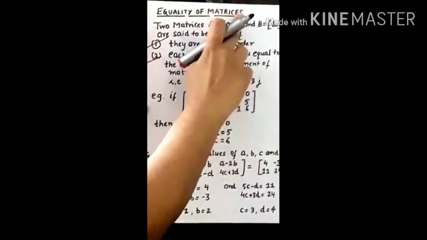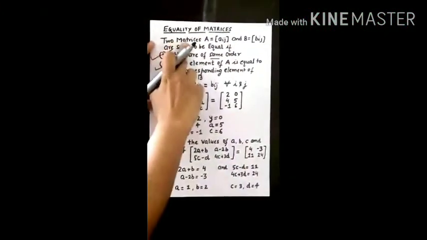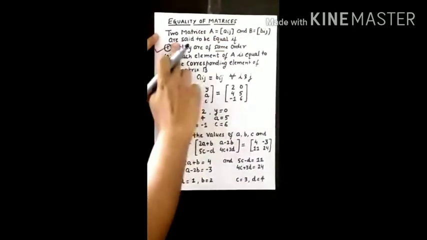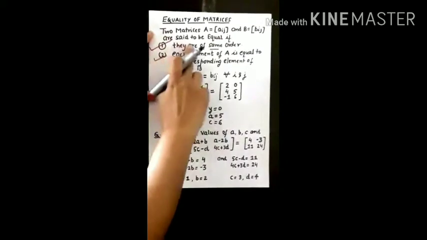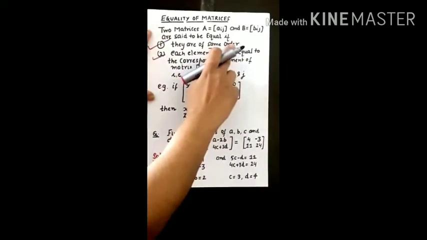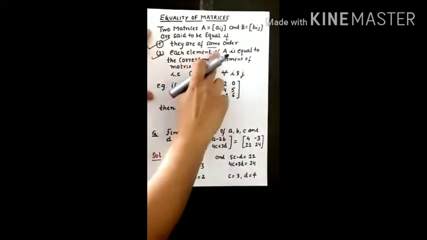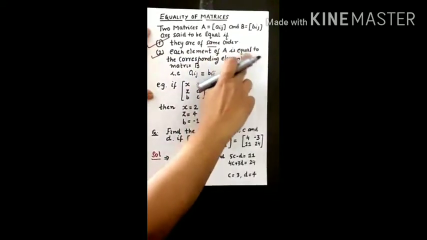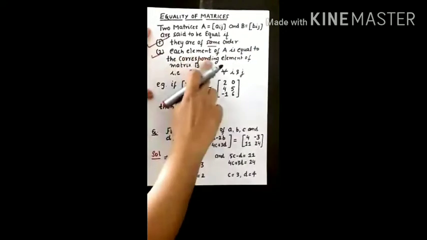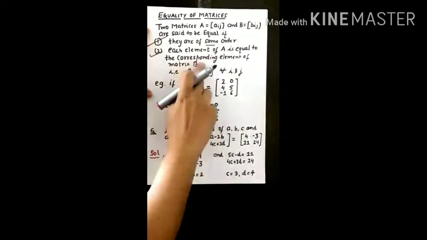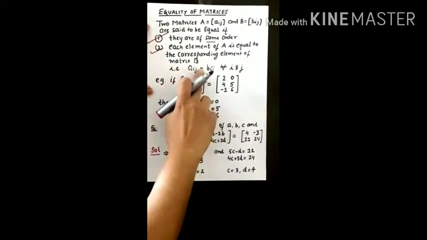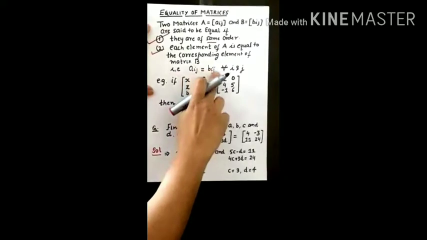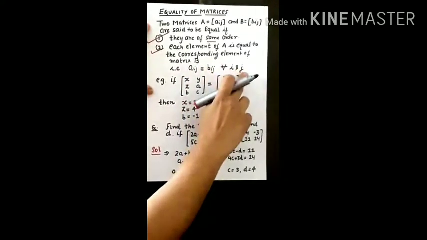Equality of two matrices. Two matrices A and B are said to be equal if they are of the same order and each element of matrix A is equal to the corresponding element of matrix B. That is, Aij is equal to Bij for all i and j.